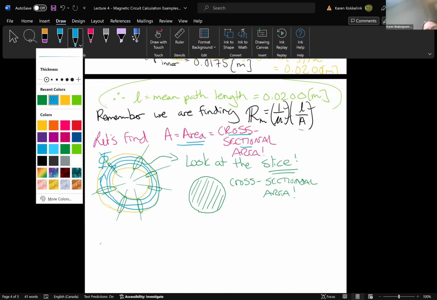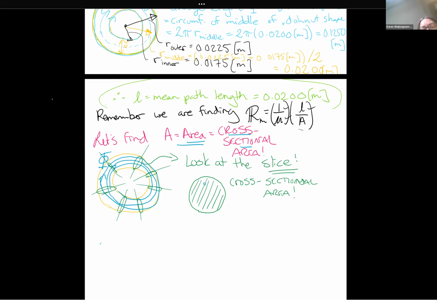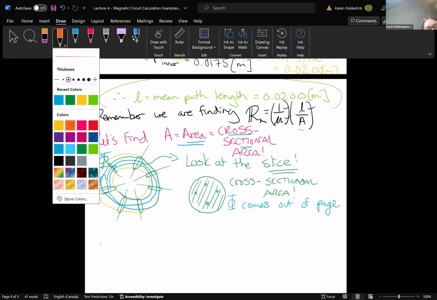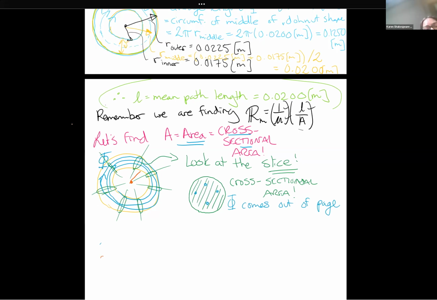If I were to draw the lines of flux in this cross-sectional area, they would look like this. They're coming out of the page or they're going into the page. So flux comes out of the page. Kind of like when we calculate magnetic flux density, they come out of the page. Now, we already had some geometry. From the question, we knew this geometry.